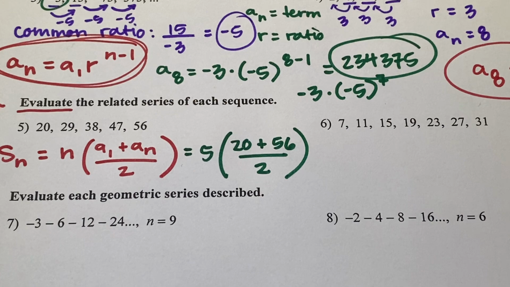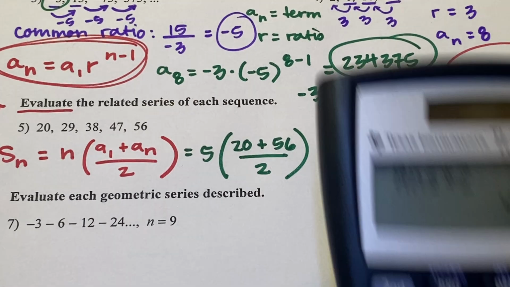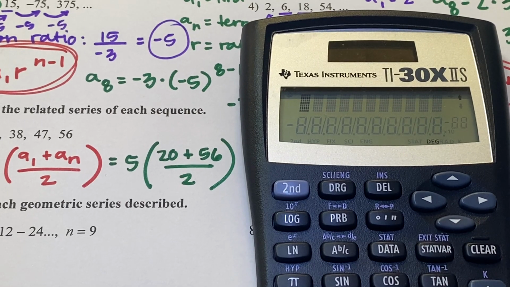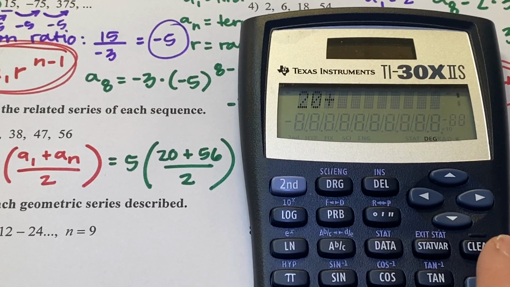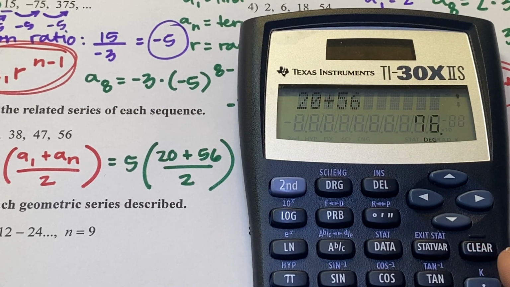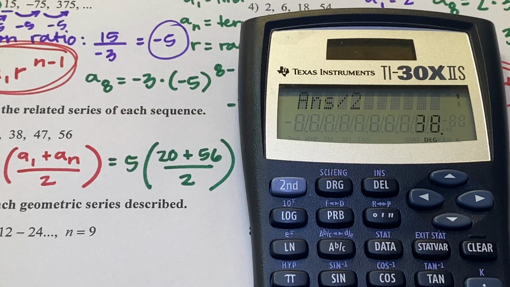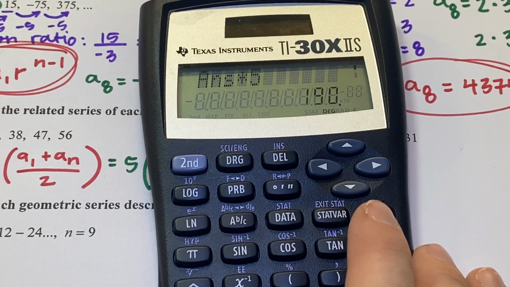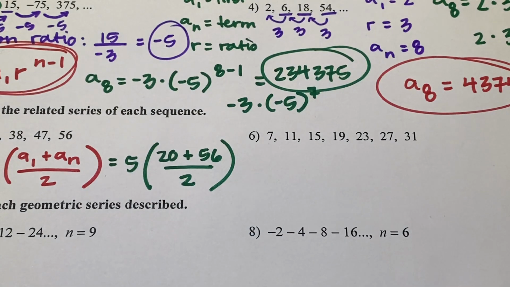Let's just punch this right into our calculator. Once we plug it in, your calculator's your best friend. I'm going to do what's in my parentheses first. I have 20 plus 56. I'm just going to hit enter just to negate any issues. Then I'm going to divide that by 2. Enter. My last step, times 5. Notice I'm working from the inside of my parentheses out. We get 190.